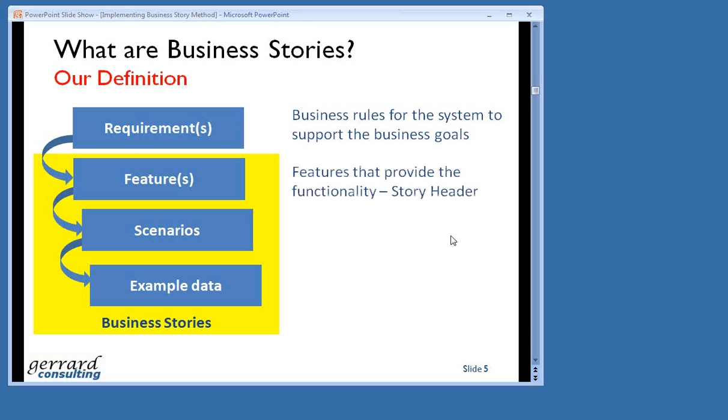And then within the story itself, you've got the feature. A feature is really just an identification of an element of functionality. We also call the feature a story header, so those terms can be kind of interchangeable. And then we've got scenarios, which are examples of that feature behavior in use. And then we've got specific data that might drive different scenarios. I'll talk about this a little bit more, but essentially that's the basic structure of a business story.